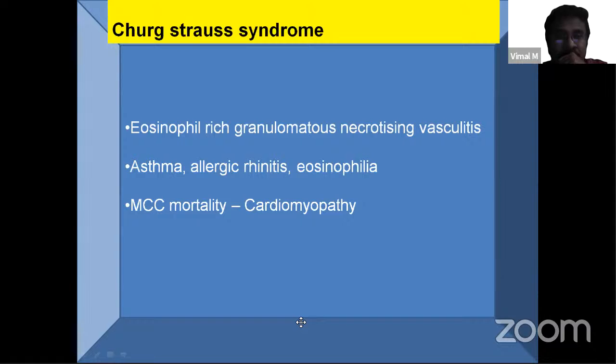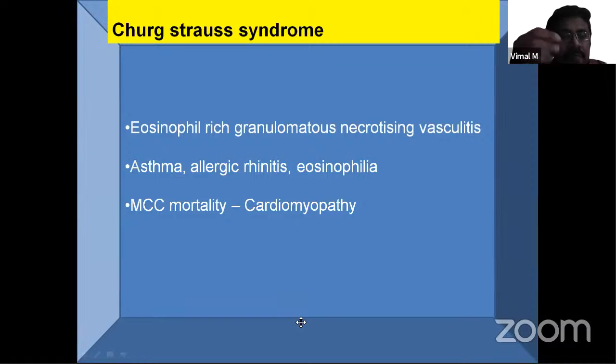Churg-Strauss disease or Churg-Strauss syndrome is nothing but an eosinophil-rich granulomatous necrotizing vasculitis. So you can see many granulomas, even in Churg-Strauss syndrome, and it is rich in eosinophils. So remember, if in any vasculitis, that is involvement of the blood vessel, you can see numerous eosinophils, always think of Churg-Strauss disease, and this will result in necrosis also. So the patient presents with asthma, allergic rhinitis, and eosinophilia.